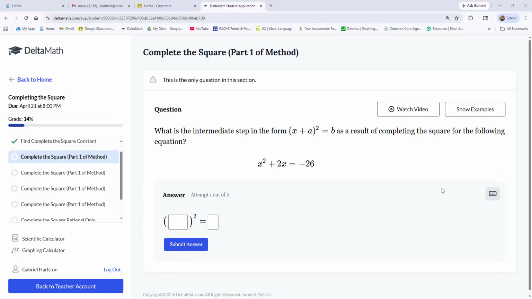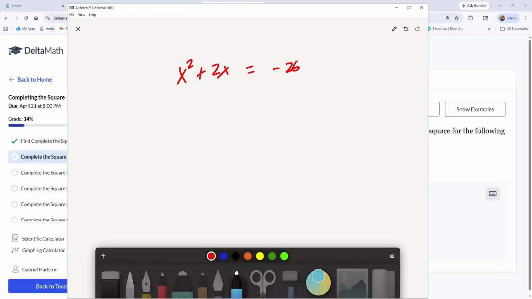All right, so what we have here is x squared plus 2x equals a negative 26. So here's what we're going to do. Let me jump over to my iPad. We're going to take half of the B term, which is 2. So half of 2, or 2 divided by 2, is 1. And then we're going to square it. So that's going to be 1. So we're going to add 1 to the left-hand side of the equation, and we're going to add 1 to the right-hand side of the equation.